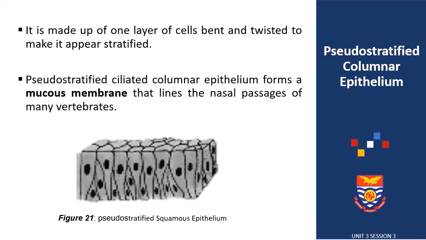Also, some of these cells have cilia on their surfaces, and these are referred to as pseudostratified ciliated columnar epithelium, and they are able to form a mucous membrane that lines the nasal passages of many vertebrates. Figure 21 is a representative diagram of pseudostratified columnar epithelium, which shows the cells looking like columnar epithelial cells. However, the cells are bent and twisted, and they appear stratified in nature.